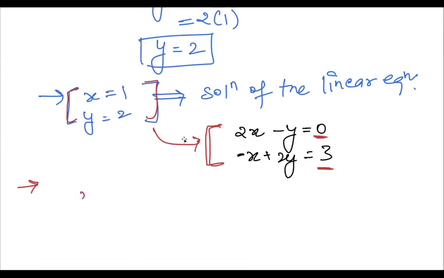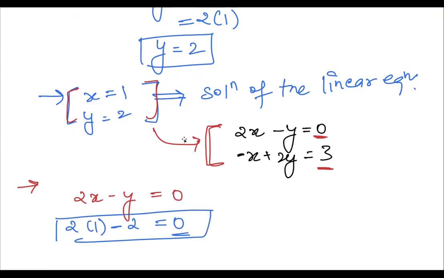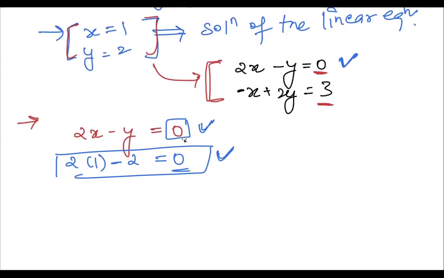So for 2x minus y, it should give me 0, right? What is the value of x? It is 1. What is the value of y? It is 2. So 2 minus 2 is 0. So definitely what I'm getting here versus what I have here, these are matching. So it means the solution is correct. Now let's verify for the second equation also. Minus x plus 2y is equal to 3, right?